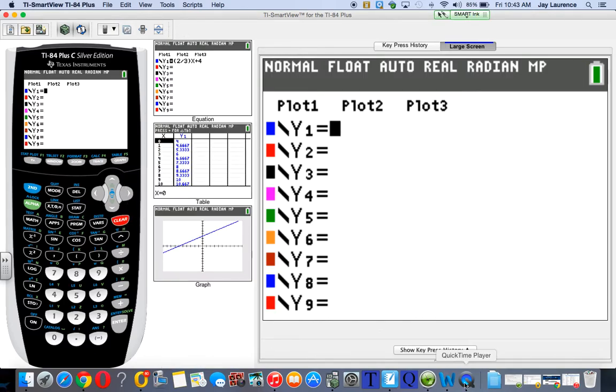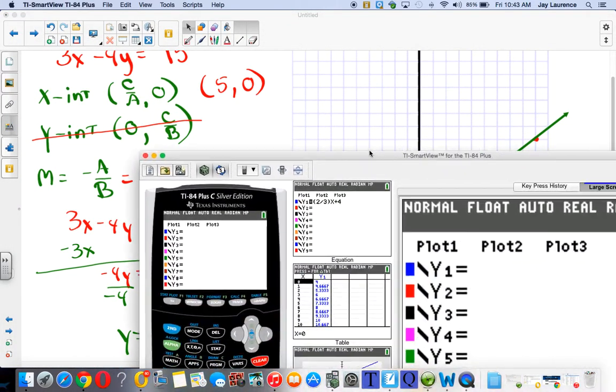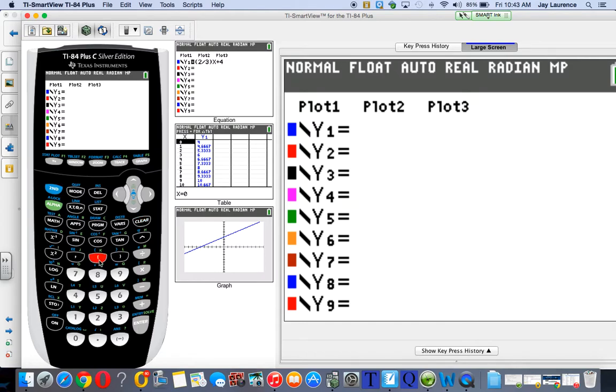Sorry. Let's see here. Where is my equation? I don't remember. 3/4 x and negative 3 3/4. So to do 3/4, I can go 3/4 or I could go 0.75 because it means the same thing, right? It's a little bit easier to type. x minus, now 3 3/4, I might as well go 3 3/4 like that.